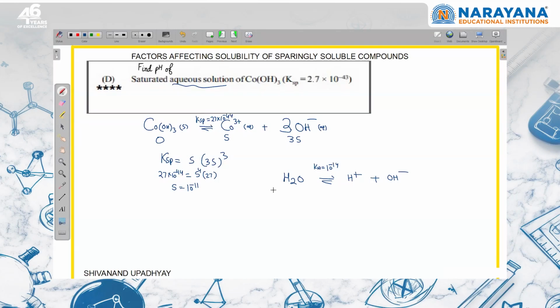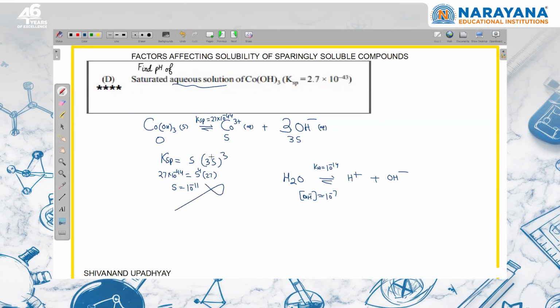So I can say that water is the solvent. So due to water, the OH minus ion concentration will be approximately of the order of 10 to the power minus 7, because the effect of common ion will be less on this and more on this. And here now we can say that this is a wrong answer.